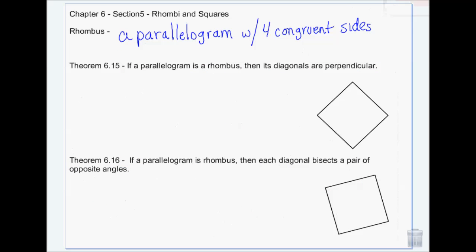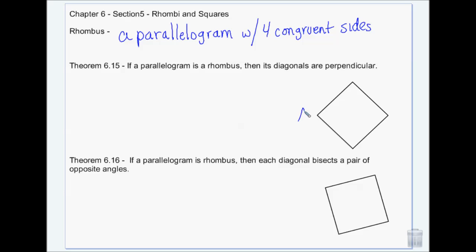All right, a rhombus is a parallelogram with 4 congruent sides. So diamonds, or a square, but it's squishy to the side. So all 4 sides are the same length. And if a parallelogram is a rhombus, its diagonals are perpendicular.